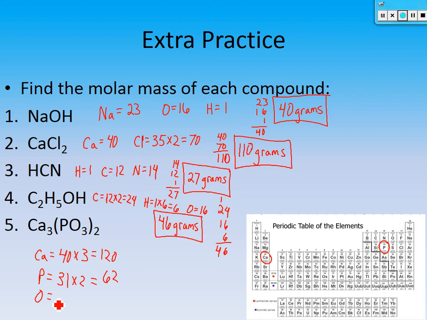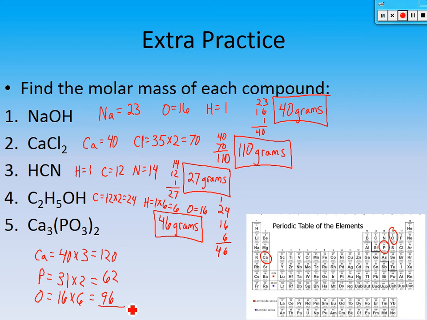And we have oxygens. Oxygen on the periodic table is over here. If you look up its molar mass there, it's 16. It rounds to 16. How many oxygens do we have, guys? 6. Okay, so we can't forget to do that. So 16 times 6. Did you guys get 96?